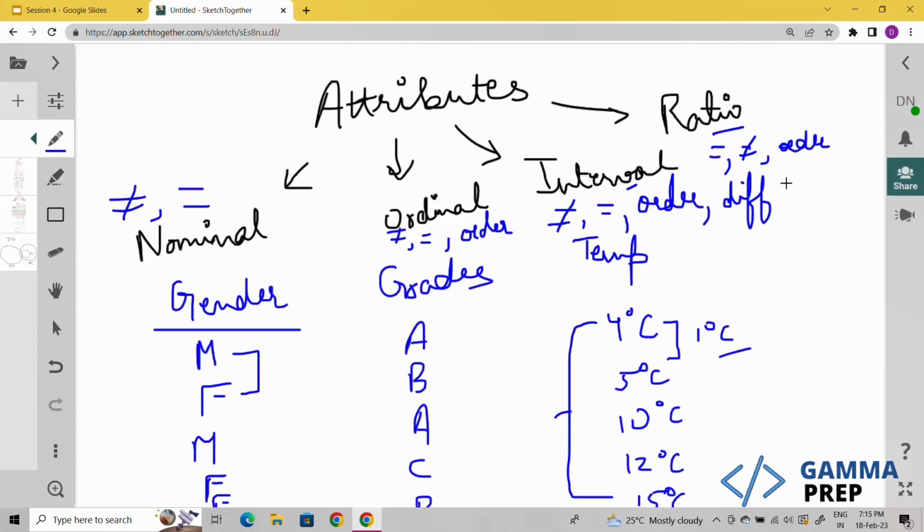That is, which is bigger, which is smaller, which is hotter, which is colder, and so on. You can find out the difference as well between the two attribute values. And here we have a clear definition of 0. That is, the values cannot go below 0.